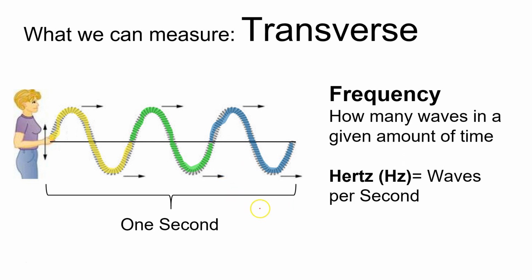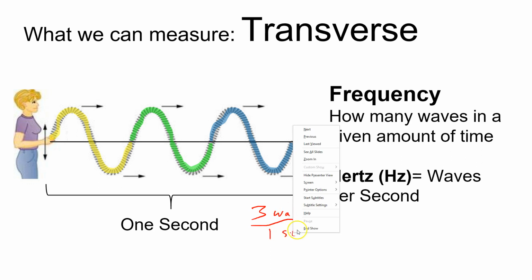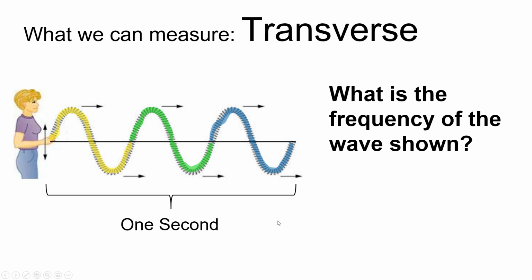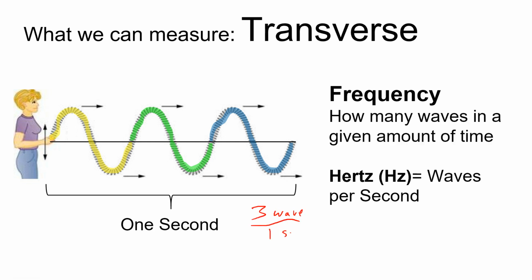So we have 3 waves in 1 second. Let me go back. 3 waves in 1 second, which is equal to 3 hertz. So that's our unit, right? And that's our unit equation.